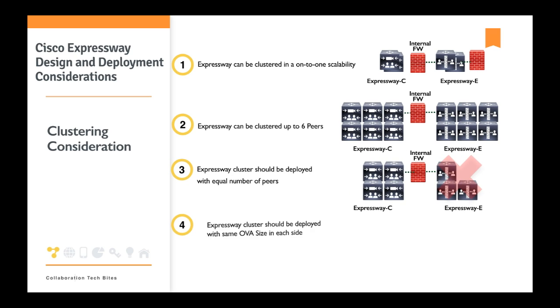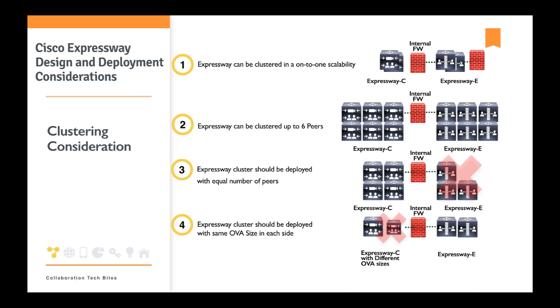However, Expressway clusters should be deployed with an equal number of peers. So you can't deploy 3 Expressway E and 4 Expressway C. You must match the same number. Also, you need to match the same OVA size. You can't have a small OVA and a large OVA within the same cluster and the same type, like Expressway C and Expressway E; both need to have the same OVA size.